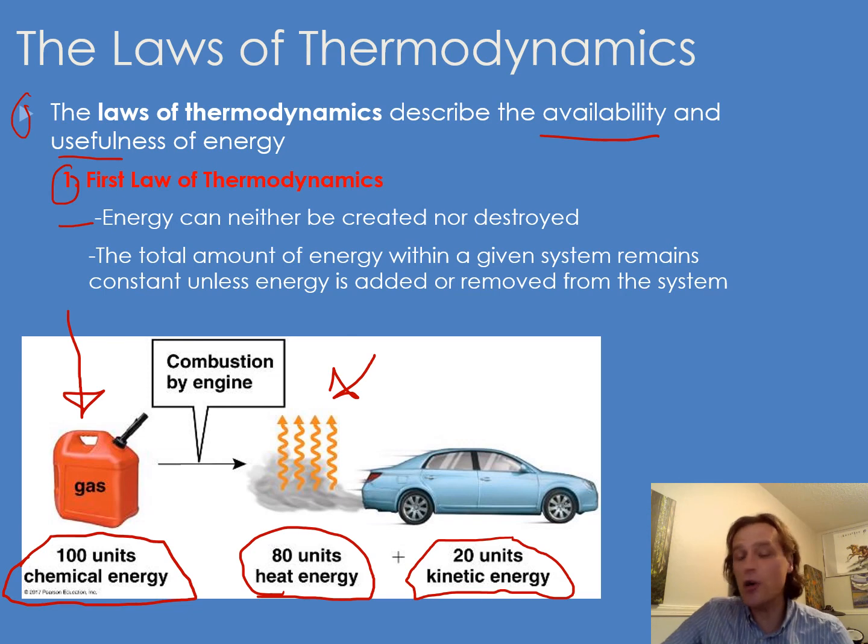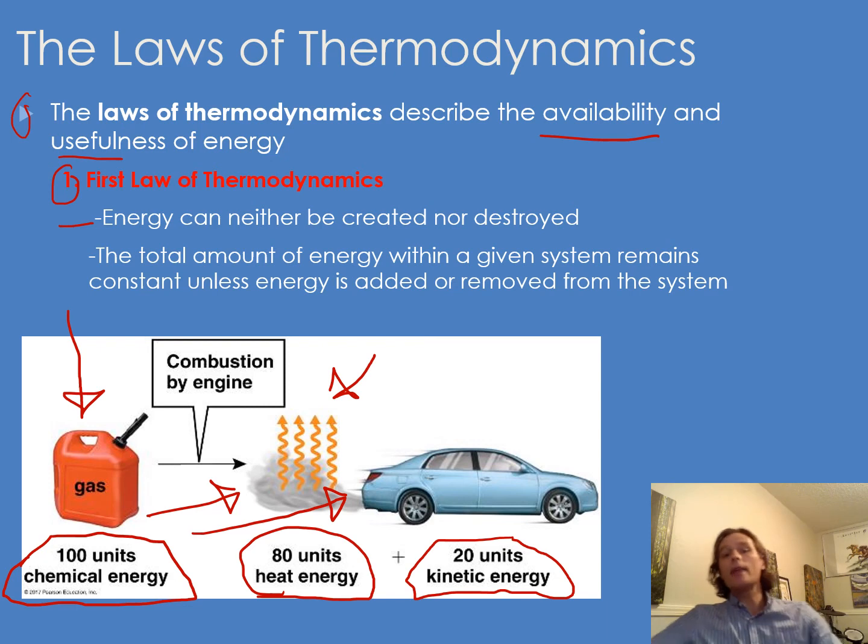So here, no energy was created nor destroyed. The 100 units in the gas, 80 of it went into heat, 20 of it went into moving the car. So none of the energy was destroyed. It simply changed forms. Heat is a measure of how fast molecules are moving. So the molecules in the exhaust and other parts of the car that got heated up, they would be moving faster. The other kind of energy is kinetic energy. The car is moving now.